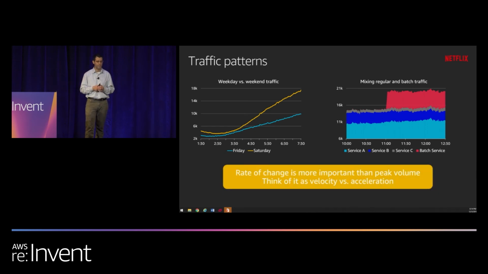And to summarize it, the rate of change is more important than the peak volume. You can think of it as velocity versus acceleration. And again, even in human terms, we cannot sense velocity, but we can sense acceleration. It's kind of the same here. So your peak, no matter how high it is, for as long as it doesn't change very rapidly, auto-scaling is okay. But very sudden changes, very sudden spikes and fluctuations in traffic can be dangerous.